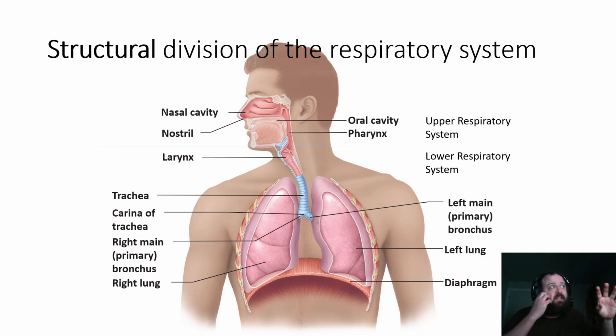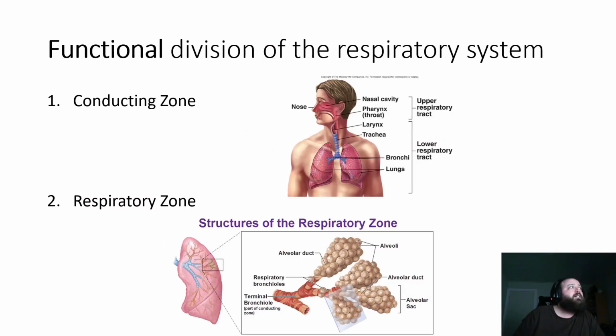So that's the first way to break apart the respiratory system, structurally divided into an upper respiratory system and a lower respiratory system. Basically, everything above the larynx is upper respiratory system. The larynx and everything below it is the lower respiratory system. You can also functionally divide the respiratory system into two groups. One is the conducting zone.